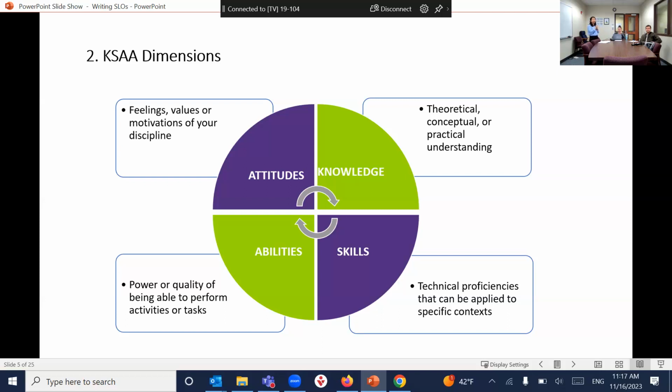Take auto collision, for example. Knowing the parts of the auto body could be the knowledge, right? And knowing the characteristics of the parts is also considered knowledge. For skills, for example, repairing the car, repairing the damage, or customizing the car also falls under the dimension of skills.